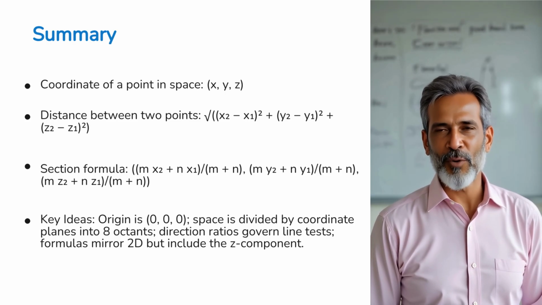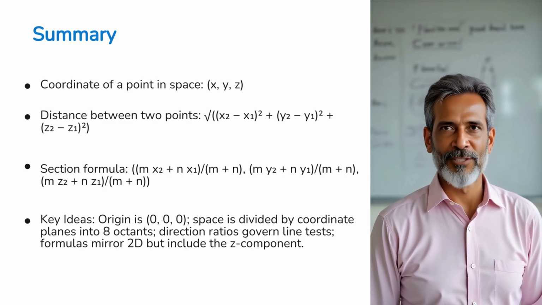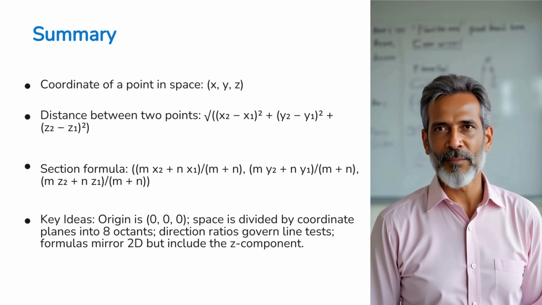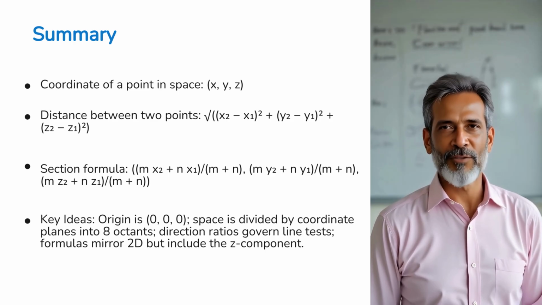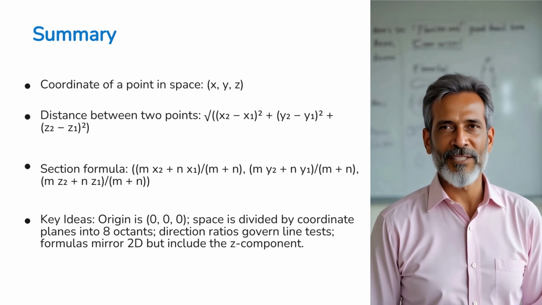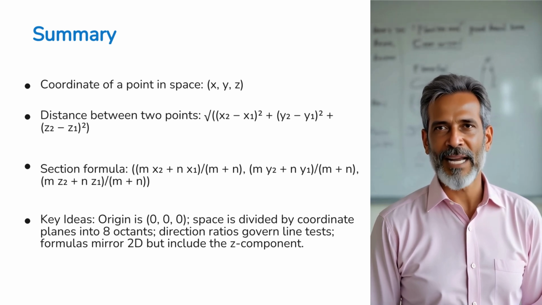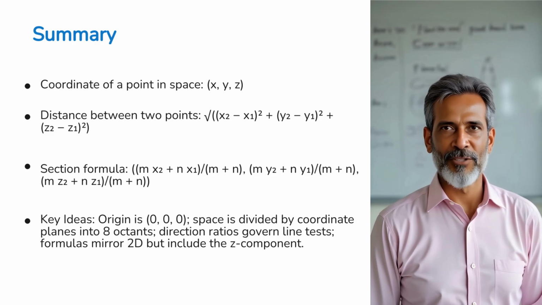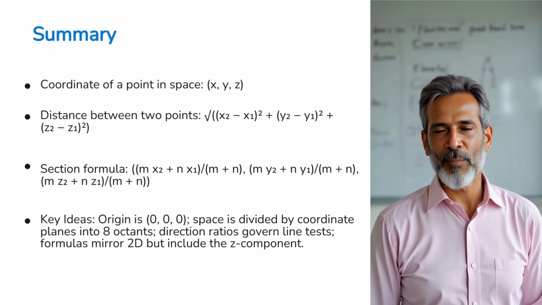Remember, the origin point is 0, 0, 0. The coordinate planes divide space into 8 octants. Direction ratios help in checking if points lie on a straight line. And throughout, we've extended familiar 2D formulas by adding the z component for 3D. Soch ke dekho, all these ideas give us powerful tools to navigate and analyze 3-dimensional space, which is key for your future exams and beyond. Stay curious, keep practicing, and shabash for making it this far.